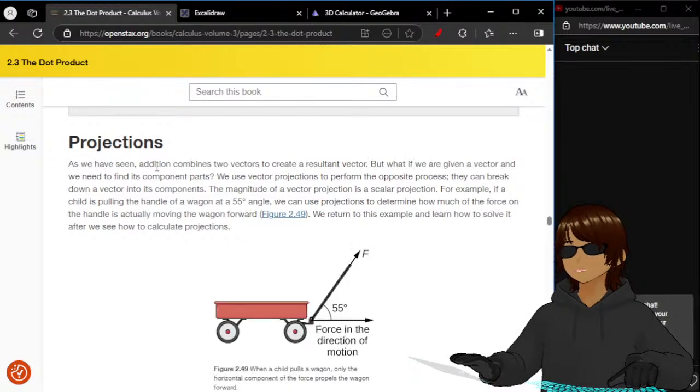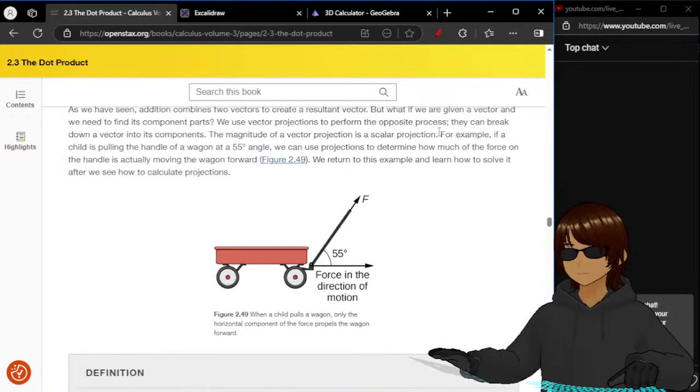As we have seen, addition combines two vectors to create a resultant vector. But what if we are given a vector and we need to find its component parts? We use vector projection to perform the opposite process. We can break down a vector into its components. The magnitude of a vector projection is a scalar projection. For example, if a child is pulling the handle of a wagon at a 55 degree angle, we can use projections to determine how much of the force on the handle is actually moving the wagon forward. We return to this example and learn how to solve it after we see how to calculate projections.